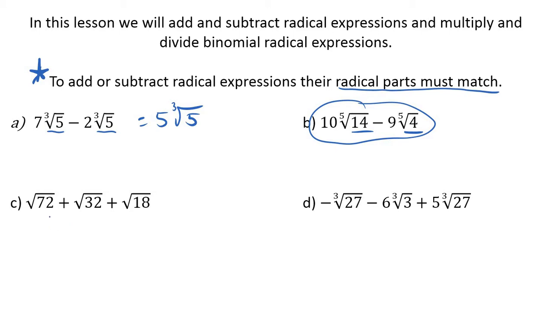How about this guy? Square root of 72, square root of 32, square root of 18. Well, gosh, none of those match. So you may say, well, I'm done. Well, maybe you can simplify it first. So see if you can simplify and then go from there.